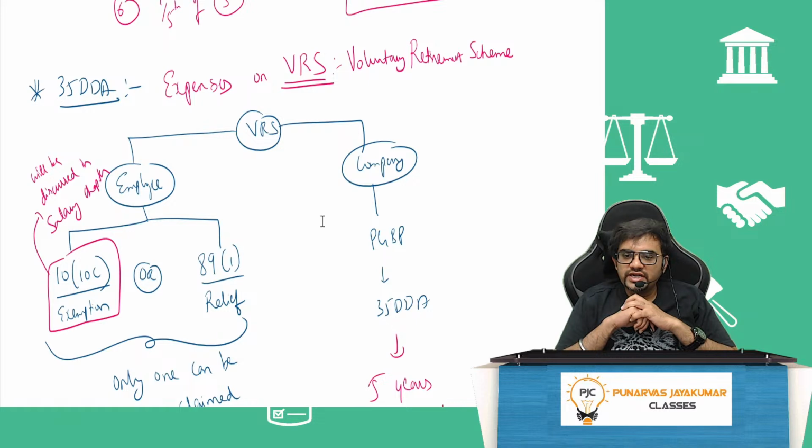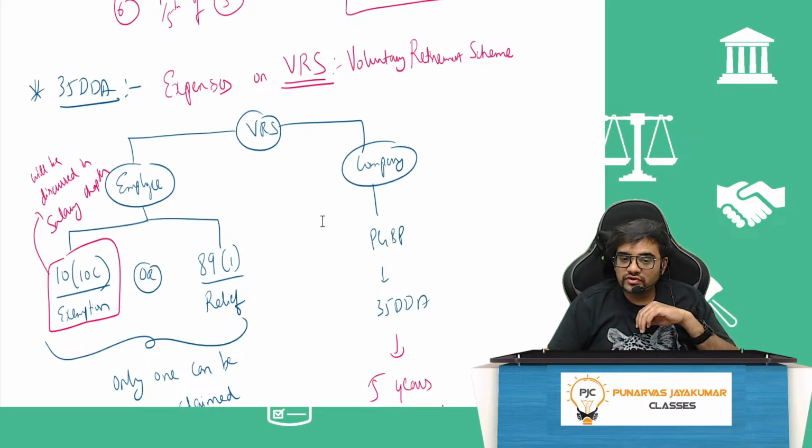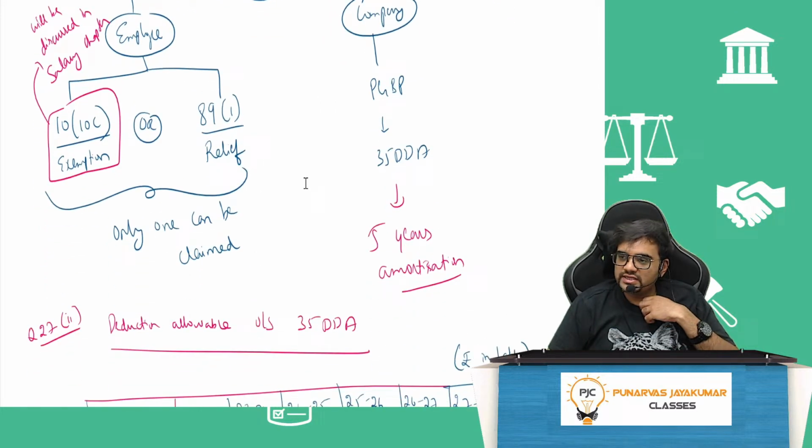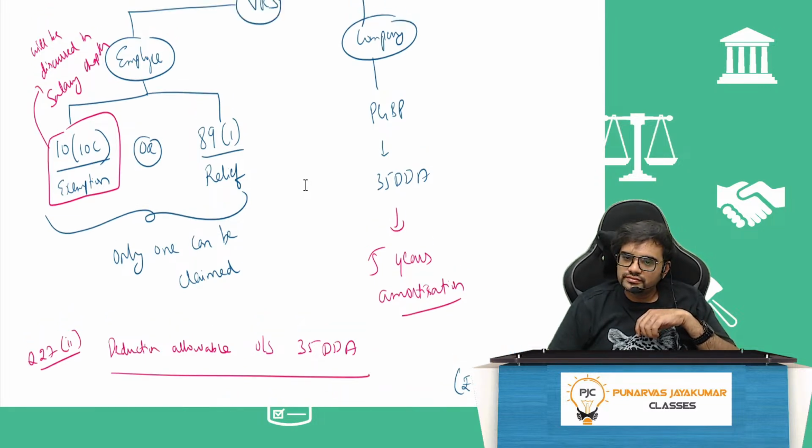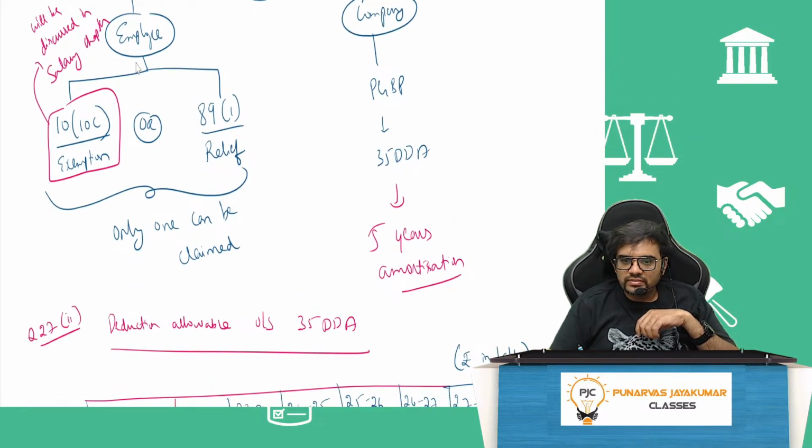Next, 35 DDA. Expenses on VRS, voluntary retirement scheme. Any employee just before his retirement, 2-3 years before only, he can take voluntary retirement. For that he will get a payment. That payment you can take exemption for the employee either under 10(10C) or under 89(1). You can take relief. Only one can be claimed.